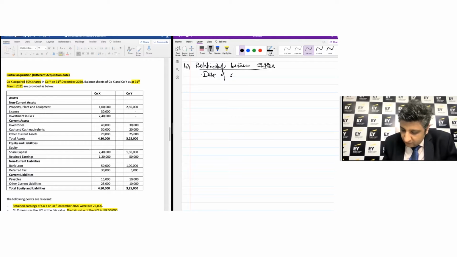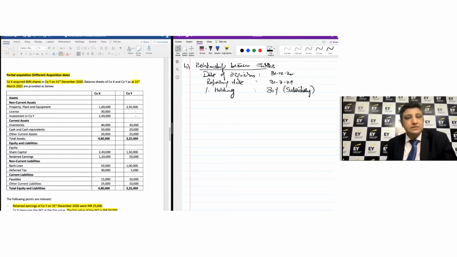My date of acquisition, which is 31st of December 20, and my reporting date is 31st of March 21. Percentage holding is 80%. So we have a subsidiary in place.